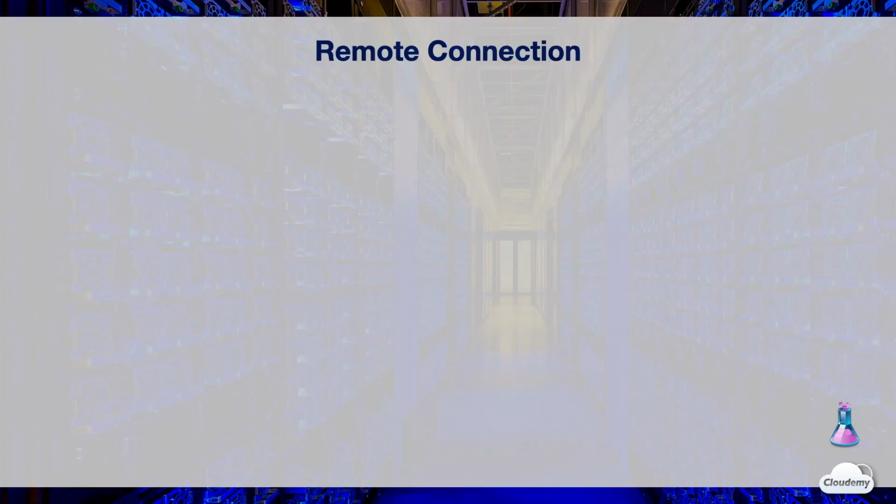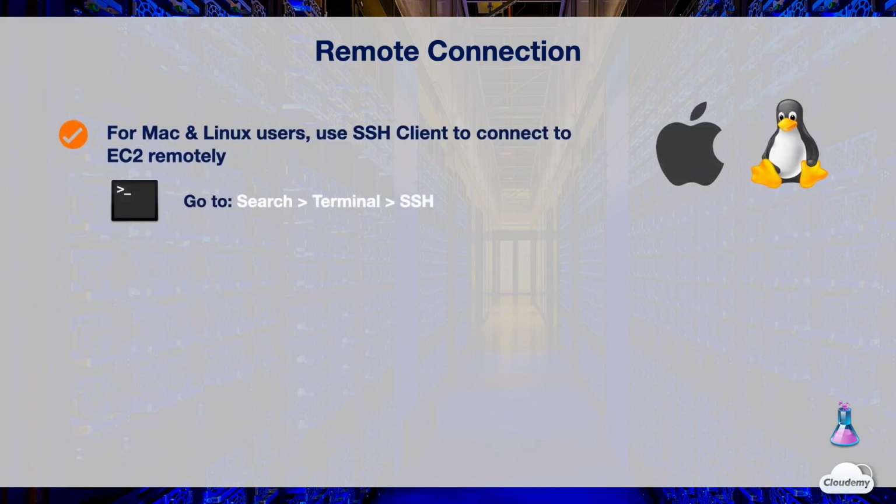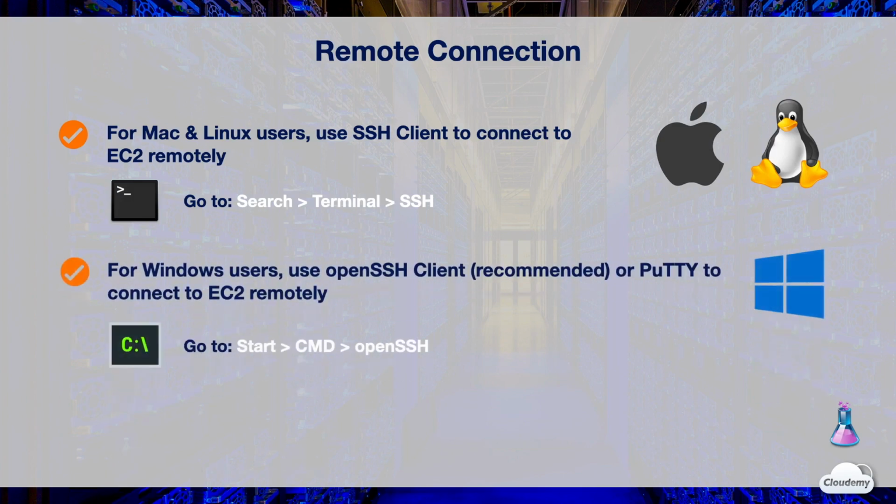You can remotely connect to the EC2 instance from the local computer. For Mac and Linux users, you can use an SSH client to securely connect to the EC2 instance from the terminal. You can search and find the terminal app. For Windows users, you can use OpenSSH client or PuTTY to securely connect to the EC2 instance. We recommend you use OpenSSH from command prompt.